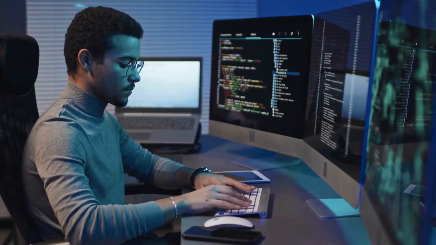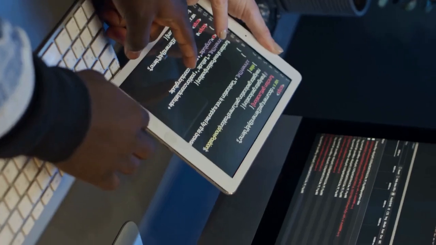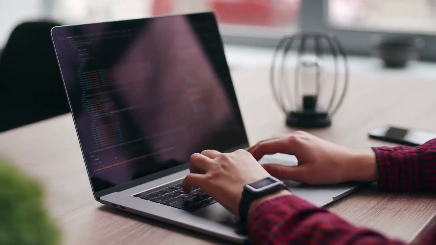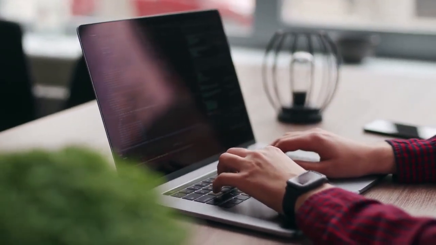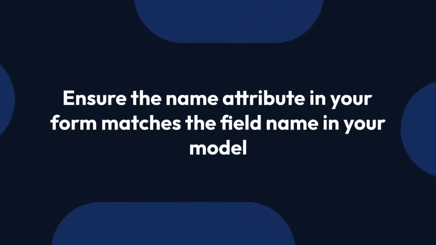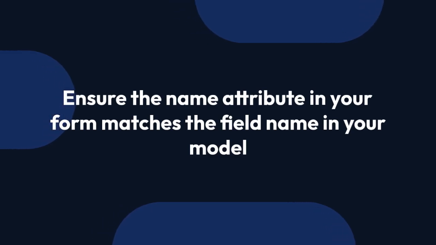1. Incorrect file upload form. The first thing to check is your form. Make sure you've correctly defined the file field in your Django form. It should use forms.ImageField or forms.FileField, and importantly, the widget should be something that handles file uploads like forms.FileInput. Double-check that the name attribute in your form matches the field name in your model. A simple typo here can cause this error.